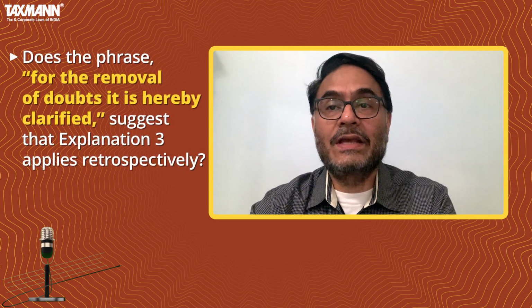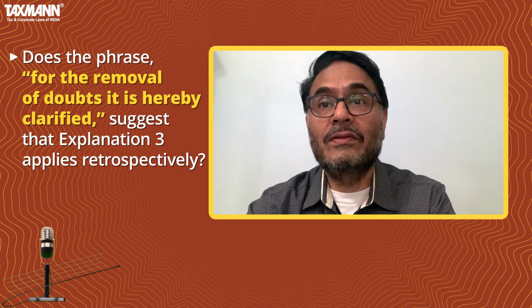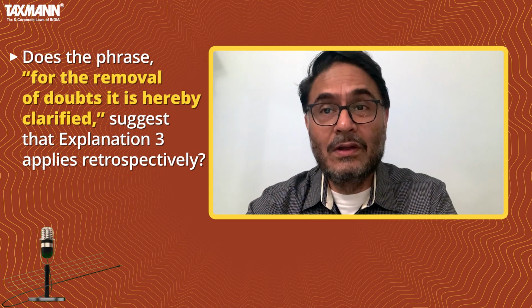In the concluding segment of today's podcast, we deal with the issue whether Explanation 3 to Section 37(1) is retrospective in nature. The explanation begins with the phrase, "For the removal of doubts, it is hereby clarified." A prima facie reading of this phrase would suggest that Explanation 3 is retrospective. It does not lay out any new act. It does not pronounce a new law. It seems to be clarifying the existing provisions of the act. It seems to lay out the correct application of an existing law.